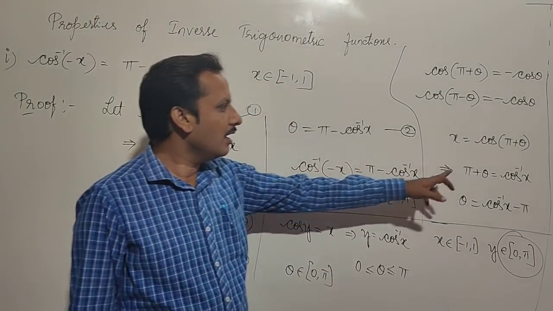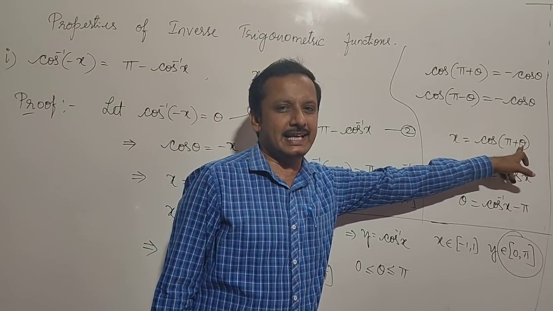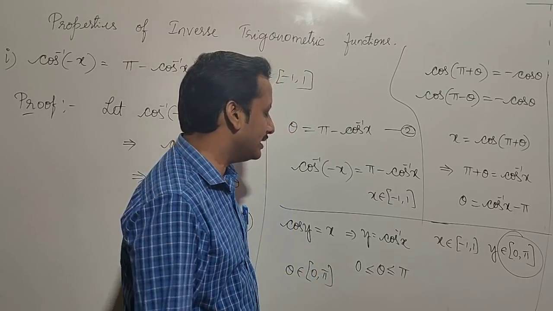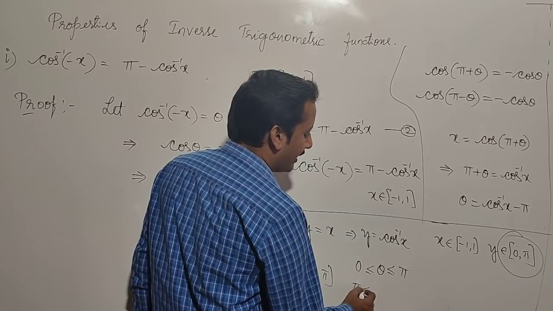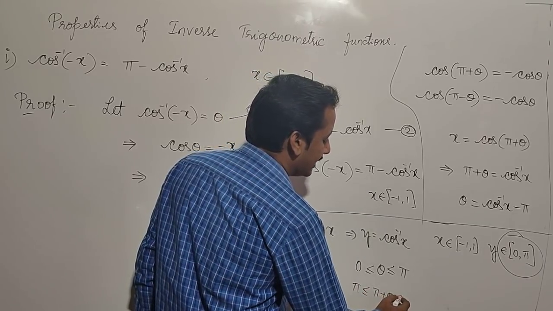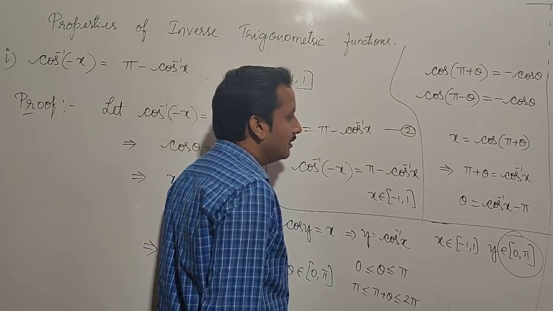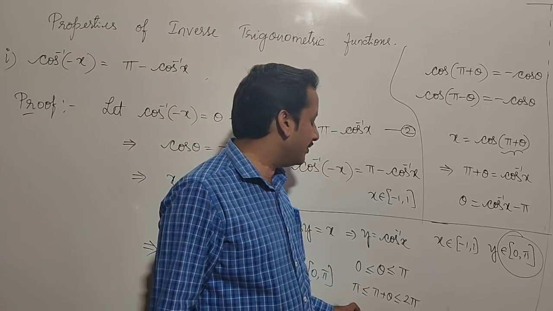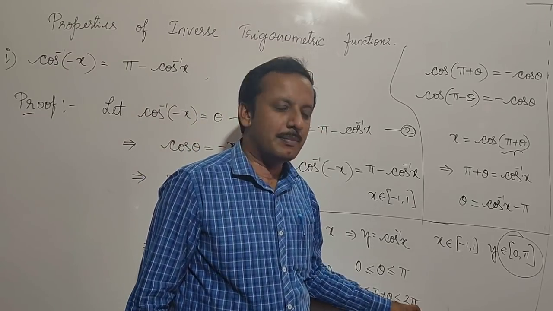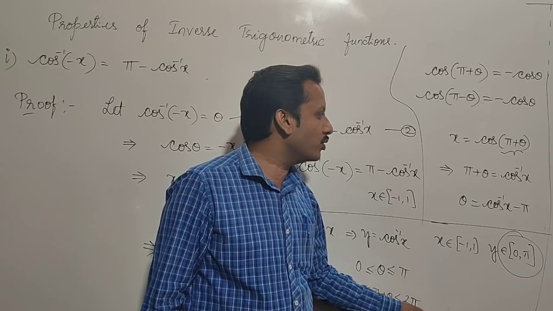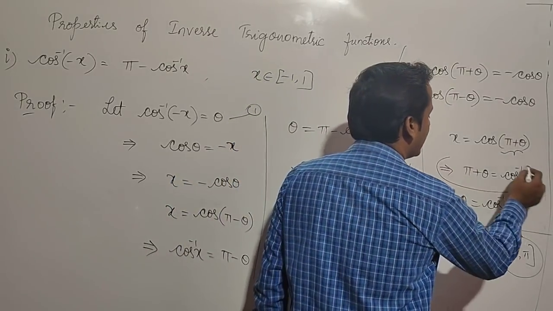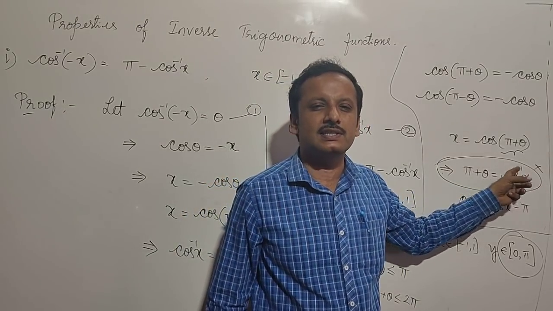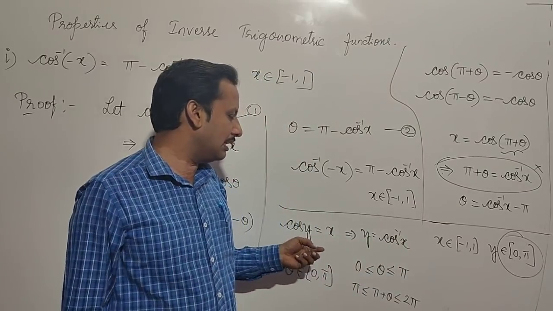Now, I want to know where does pi plus theta lie. So I will add pi to this inequality. If I add pi to this inequality, then we get pi less than or equal to pi plus theta less than or equal to 2 pi. So pi plus theta lies in between pi and 2 pi. Therefore, we cannot write this. Pi plus theta cannot be written as cos inverse x. This is not correct.